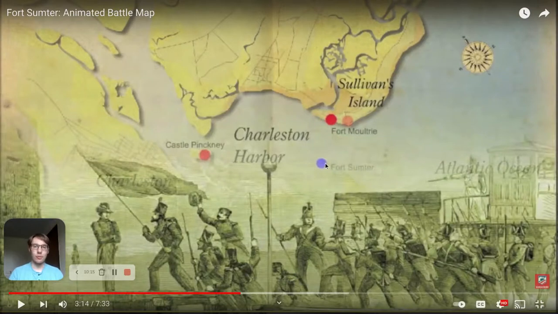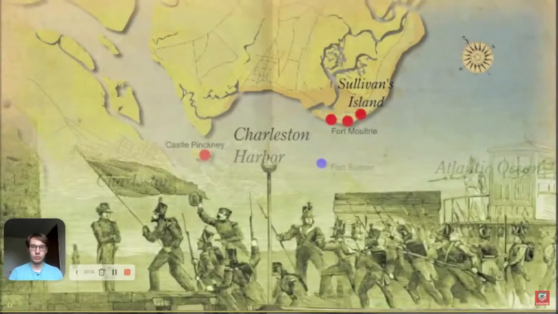So, on December 20th, South Carolina secedes, and on December 24th, he makes this move. So he barely got out of there. They occupied Castle Pinckney and seized Fort Moultrie.